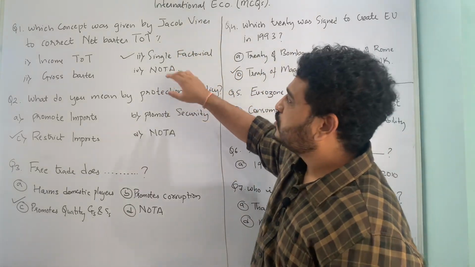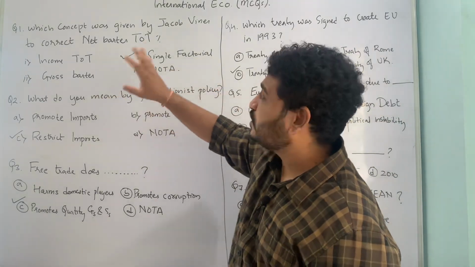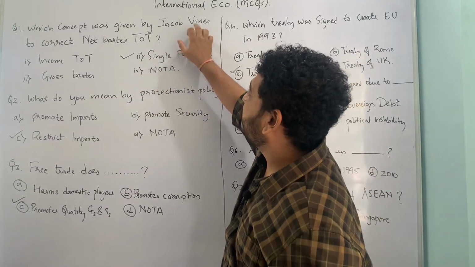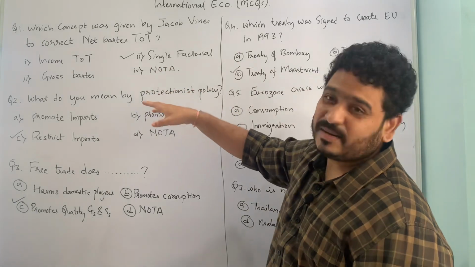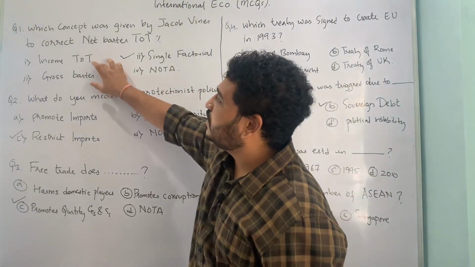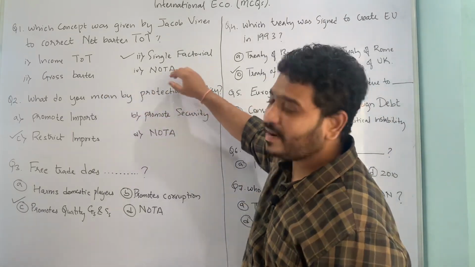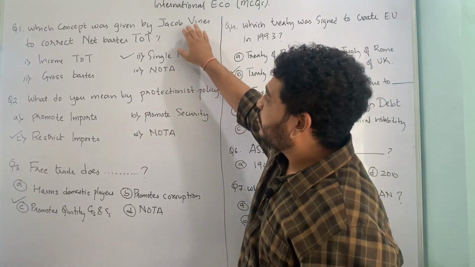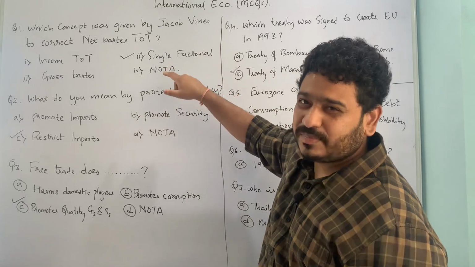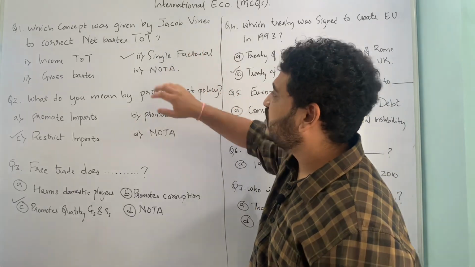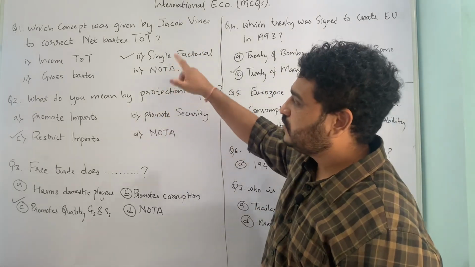The first question is, which concept was given by Jacob Viner to correct net barter terms of trade? The options are income terms of trade, single factoral terms of trade, gross barter, and none of the above. If you know what Jacob Viner has given, the answer is single factoral terms of trade.